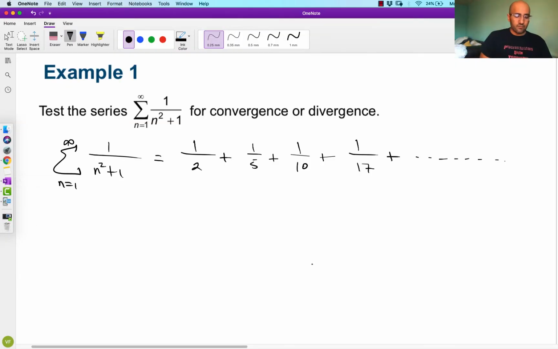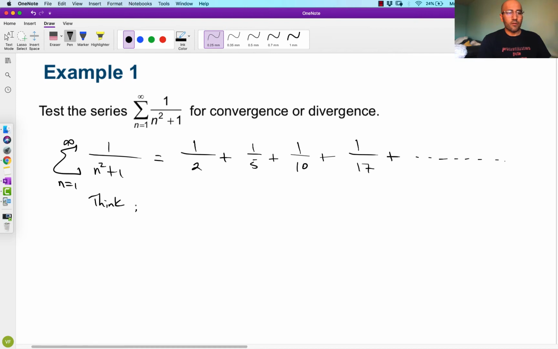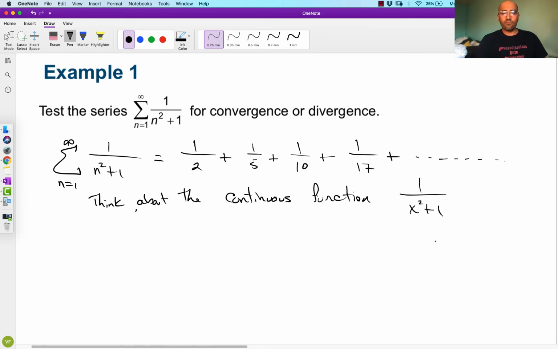Okay, so we want to compare or think about the continuous function 1 over x squared plus 1. Okay, it's continuous. There isn't going to be anything weird, right? Because there's no way that this can be 0. The only way it can be 0 is if this term is -1, and it can't be negative because I'm squaring it. So there isn't going to be anything weird there.